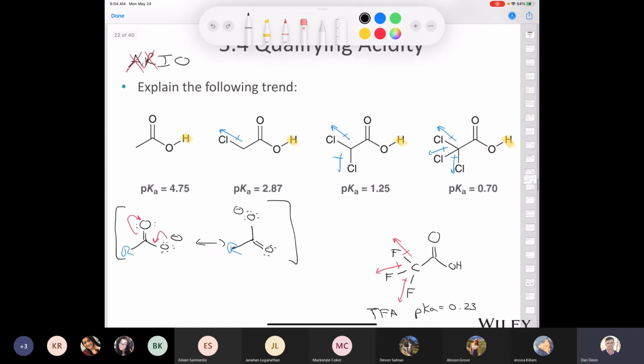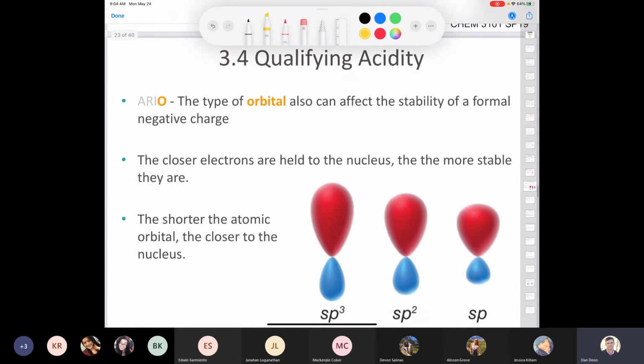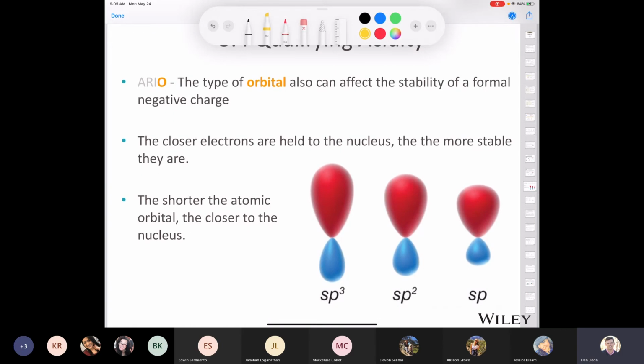How did we explain that? We explained all this using induction. Now I know you're probably following me and you're like, put an amen to it, preacher. Well, let's move on and talk about the last one, orbital. So you have atom, resonance, induction, and orbital. Well, the type of orbital can also affect the stability of a negative charge. Let me show you how.